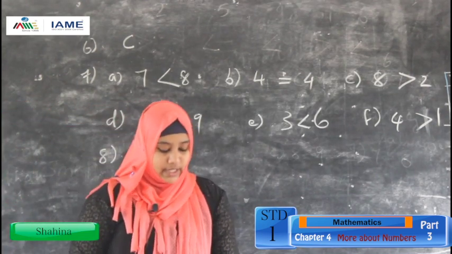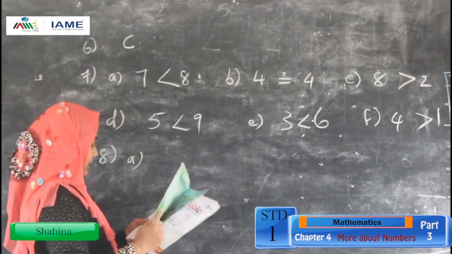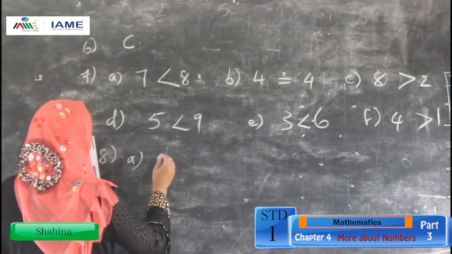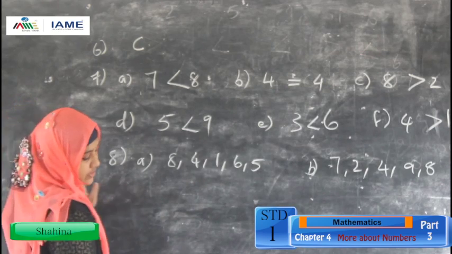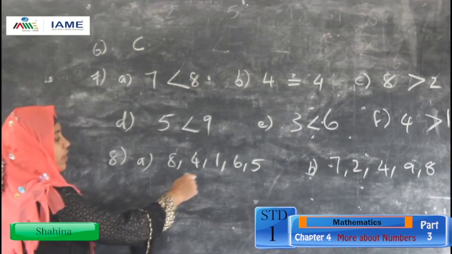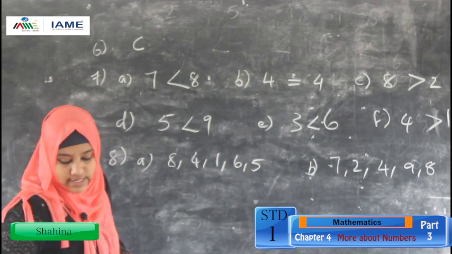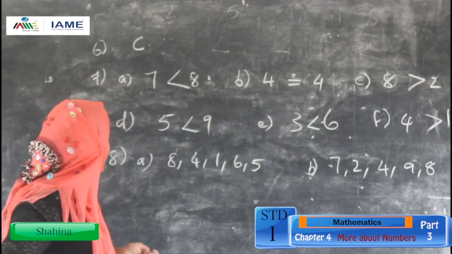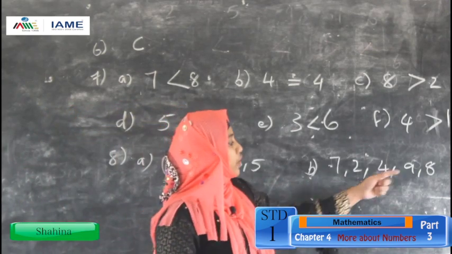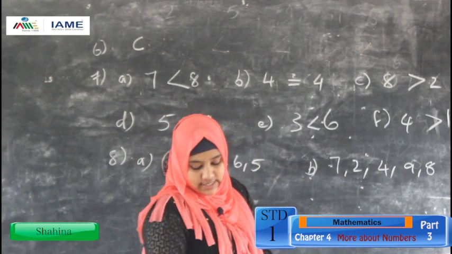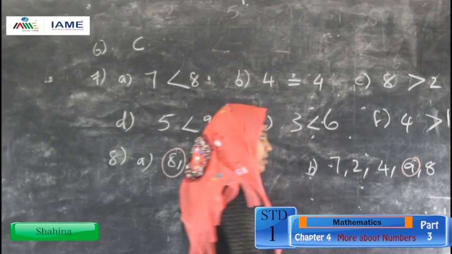Encircle the greatest number in each of the following. Here some numbers are given. You have to encircle the greatest number. In this, which is the greatest number? 8, 4, 1, 6, 5. In this, the greatest number is? Yes, the greatest number is 8. Then you have to encircle 8. And here 7, 2, 4, 9, 8. Here also which is the greatest number? Yes, 9 is the greatest number.